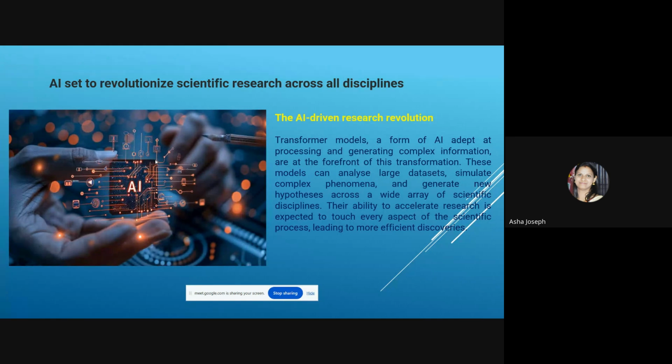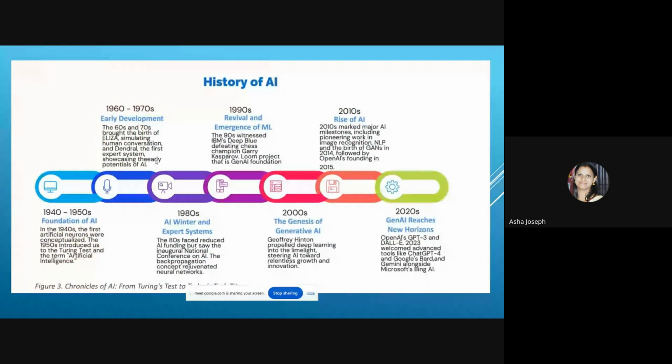AI is already set to revolutionize scientific research across all disciplines. The AI-driven research revolution is in the form of transformer models. Transformer models are a form of AI adept at processing and generating complex information, which are at the forefront of this transformation. These models can analyze large data sets, simulate complex phenomena, and generate new hypotheses across a wide array of scientific disciplines. Their ability to accelerate research is expected to touch every aspect of the scientific process, leading to more efficient discoveries.